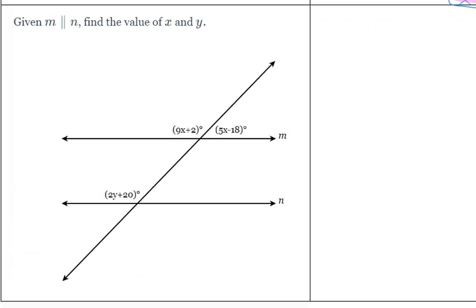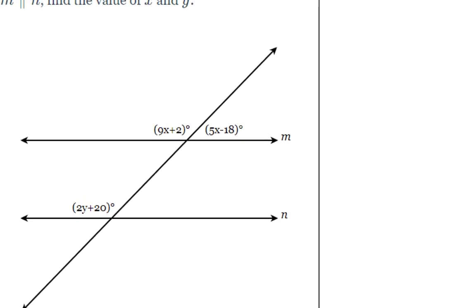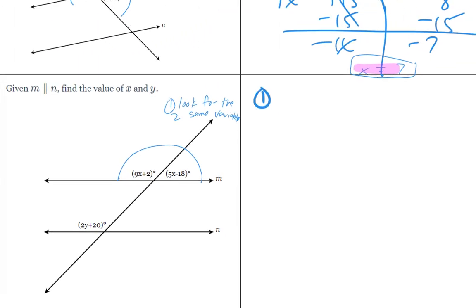All right, they're asking for x, so that's our answer. All right, next, we need to find the value of x and y. Okay, well, what do we know about these? They're in the same corner, so those are equal. But we don't know what x is or y. We can't do two at the same time. So let's look at these. What do we know about the x's? The first step is look for the two same variables. We're going to use that first.